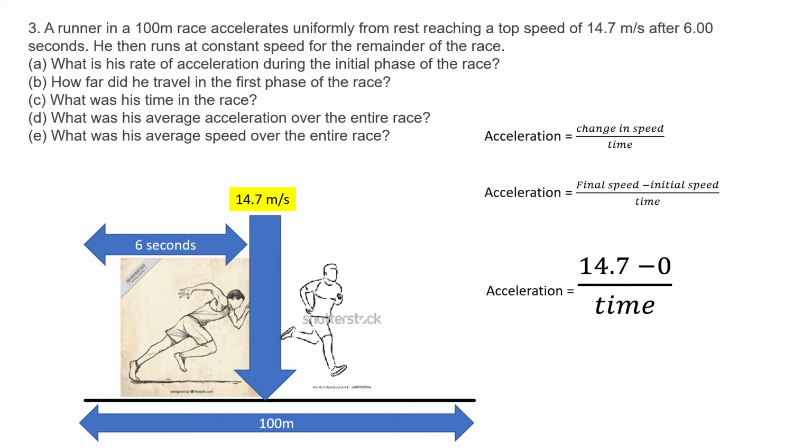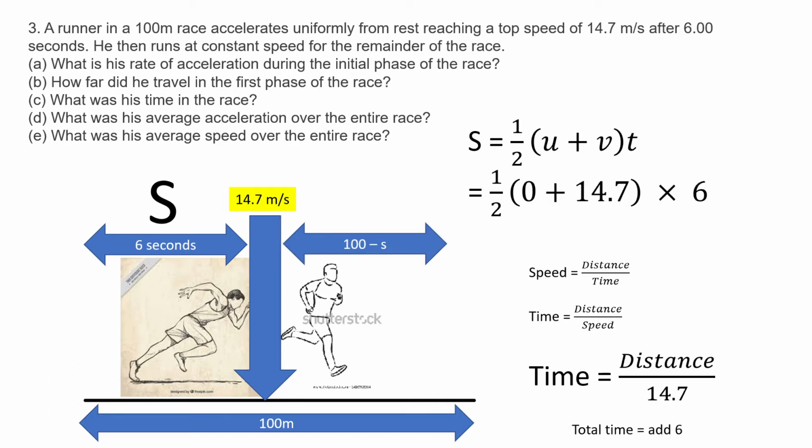How far did he travel in the first phase of the race? Now, you can use this equation. S is equal to half brackets U plus V times T. You can think of U plus V divided by 2 as the average speed of the race. So you know that he started at 0 and then he ends at 14.7. Work out the average speed.